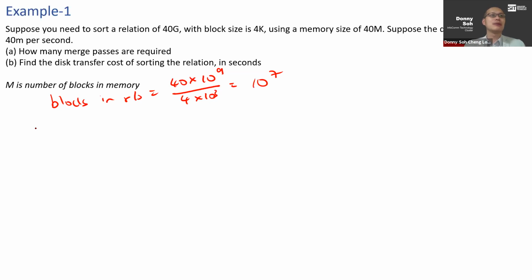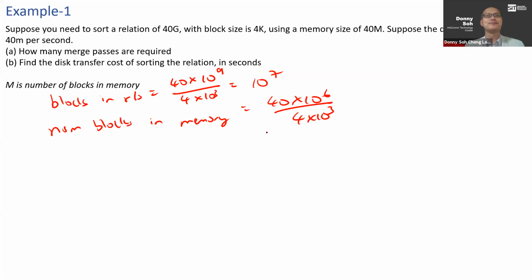Okay. So the number of blocks in memory will be equal to, the memory size is 40 million. So 40 times 10 to the power 6 divided by 4 times 10 to the power 3. So this is 10 times 10 to the power 3, also 10 to the power 4.